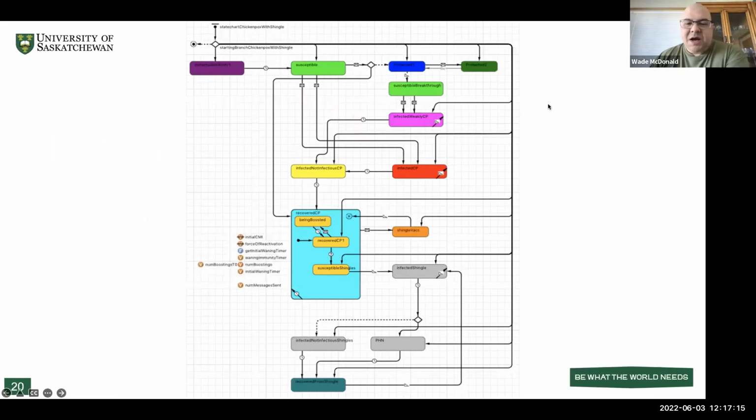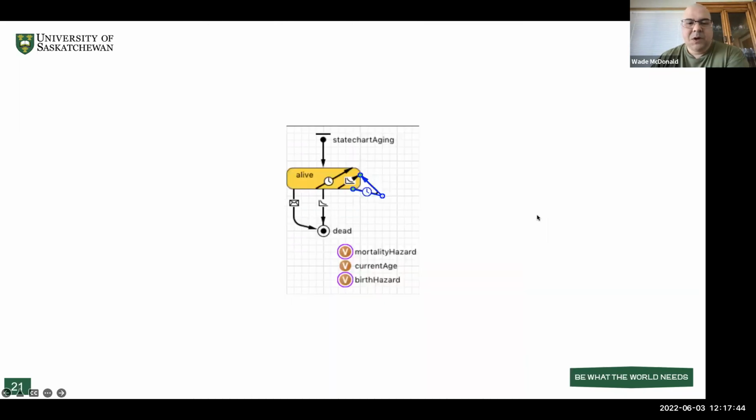This is the natural history of disease as represented by what is called a state chart in the chickenpox model. I won't go into great detail here, but we have a maternal antibody state. We have some susceptible states, vaccinated, and then these represent chickenpox disease. There's a recovered from chickenpox, and then shingles down here. There's also a state chart for aging and life and death as we have an open population.